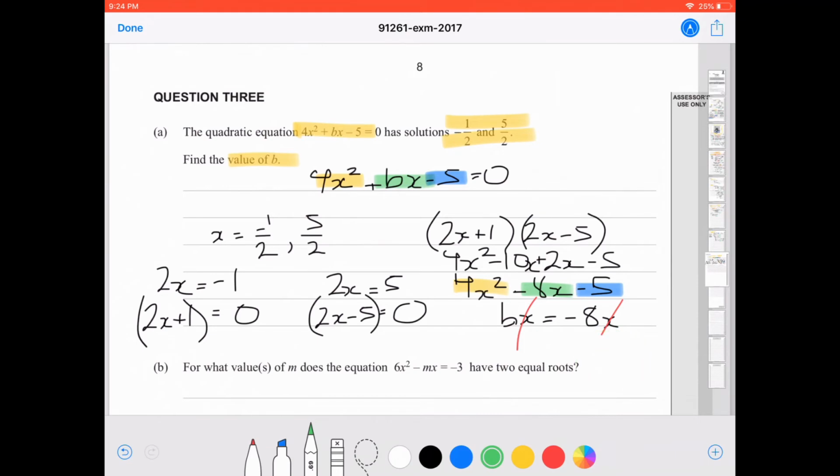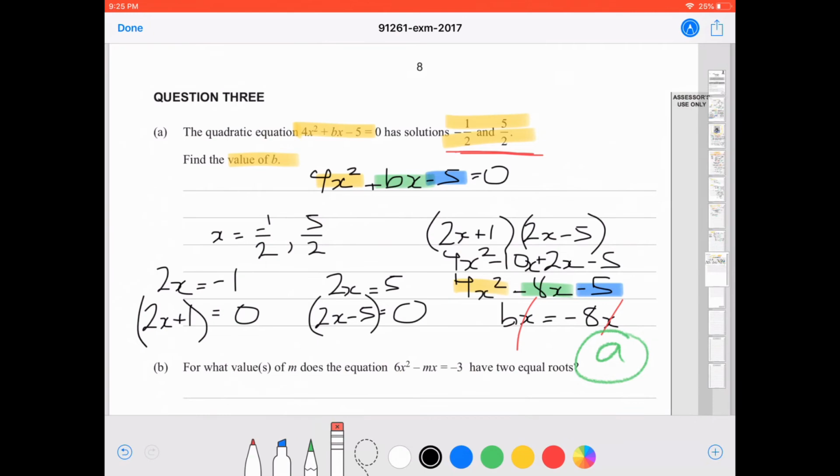Another way of doing it is taking one of these solutions and substituting it in for x. Basically here, you could say x equals a half, for example. You do this working, it equals 0, right? Solve for b, and that's another way of doing it. Okay.